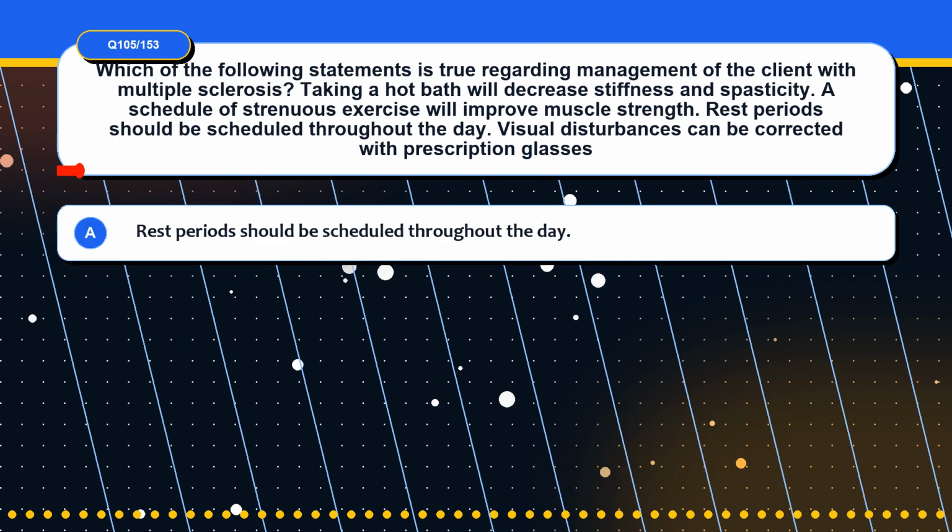Question 105. Which of the following statements is true regarding management of the client with multiple sclerosis? Taking a hot bath will decrease stiffness and spasticity. A schedule of strenuous exercise will improve muscle strength. Rest periods should be scheduled throughout the day. Visual disturbances can be corrected with prescription glasses. Here are the options. Option A. Rest periods should be scheduled throughout the day.